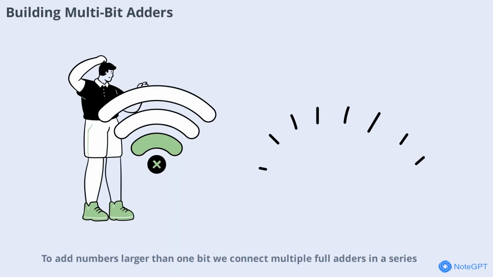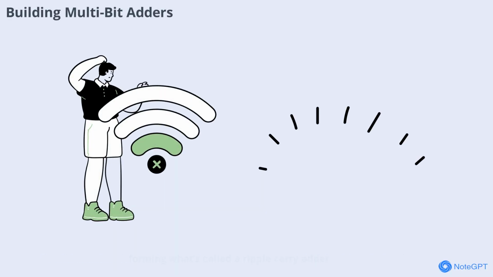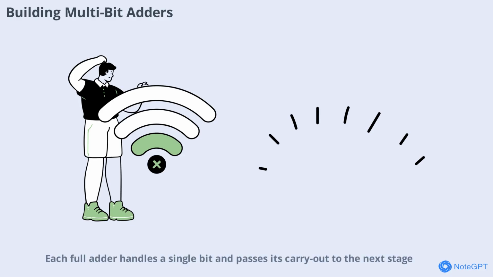To add numbers larger than 1 bit, we connect multiple full adders in series, forming what's called a ripple carry adder. Each full adder handles a single bit and passes its carry-out to the next stage. This setup allows us to add binary numbers of any length, making it a fundamental component in digital arithmetic units. Understanding how to chain full adders is key to designing efficient multi-bit adders.